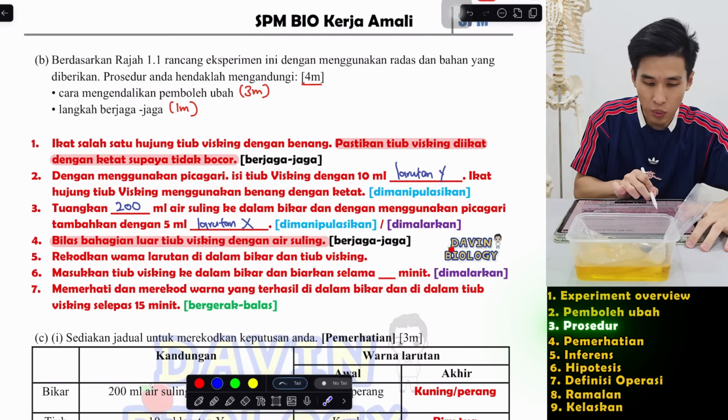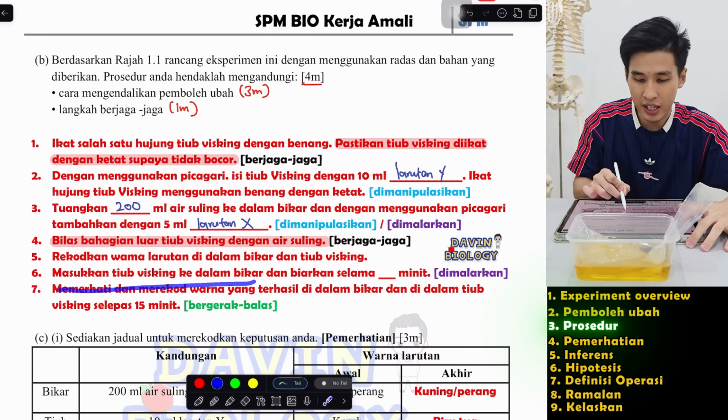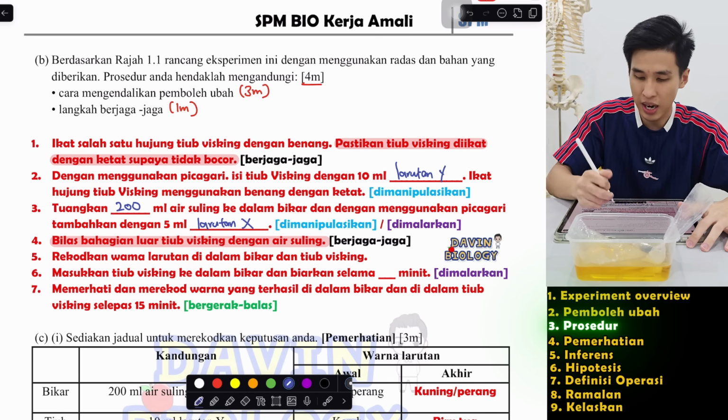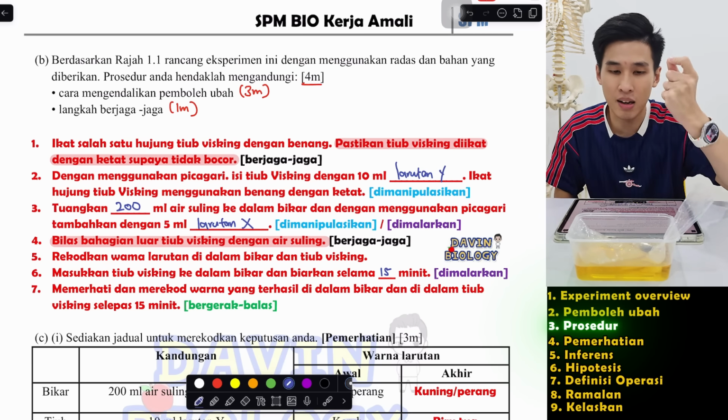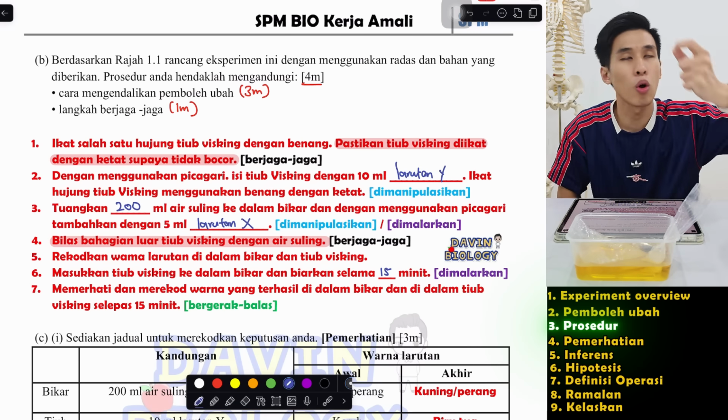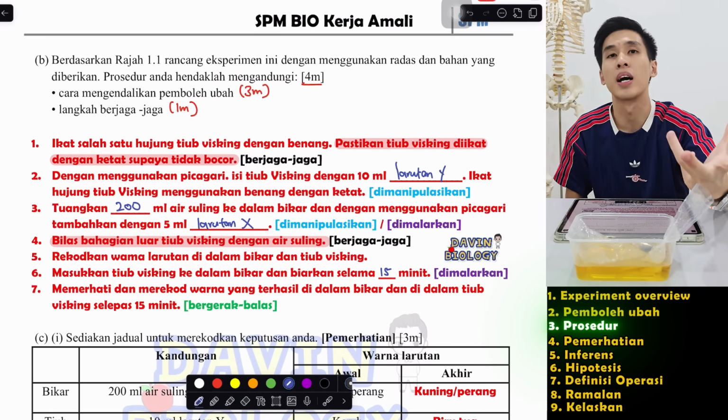Then record the warna larutan dalam bika dan tube visking. Masuk tube visking ke dalam bika dan biarkan selama 15 minit. Or you can say rendamkan tube visking dalam bika selama 15 minit. So long you mention 15 minit, that is the dimalakan point.